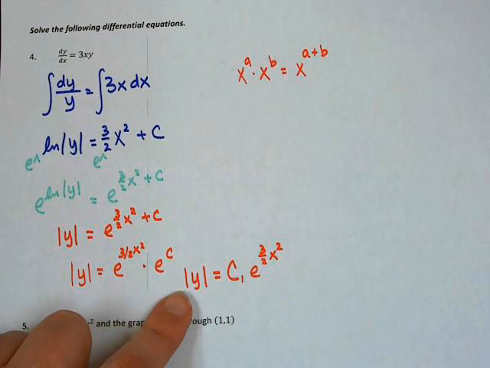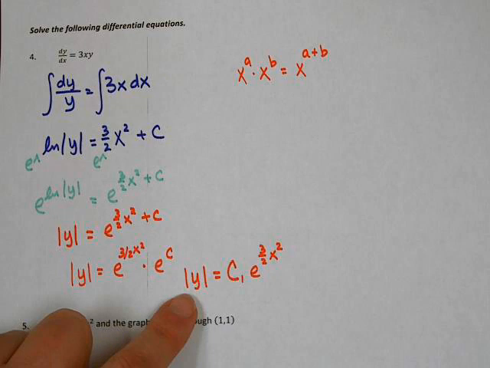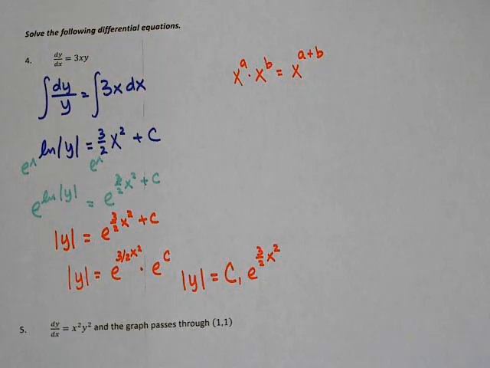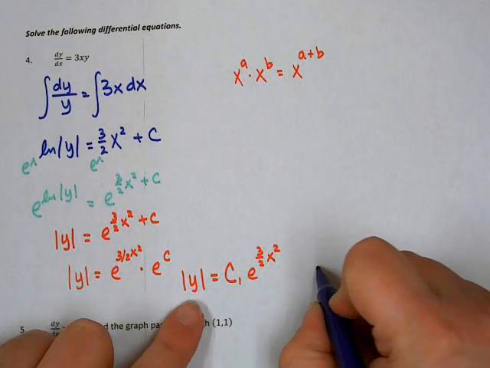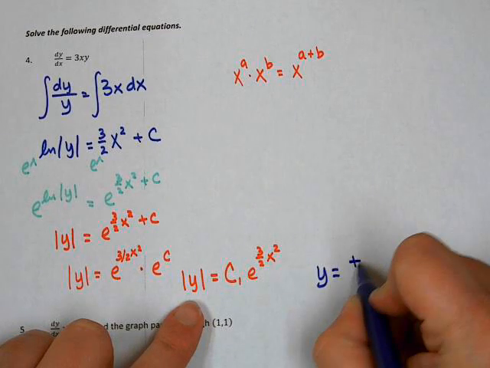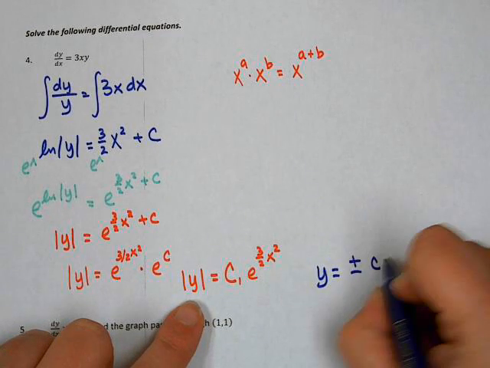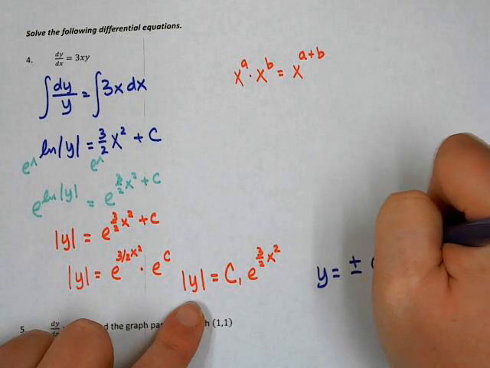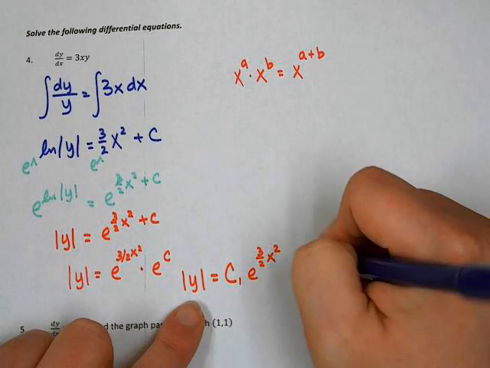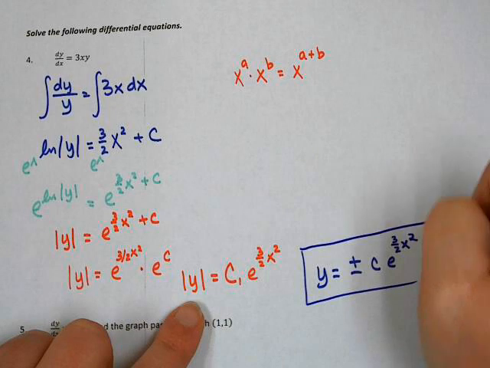Now the very last step for this one is y is still not by itself. We need to get rid of those absolute values. So if I need to get rid of the absolute value signs, then this needs to be a plus or minus. So y equals plus or minus c times e to the 3/2 x squared. And that's going to be our final answer for this one.